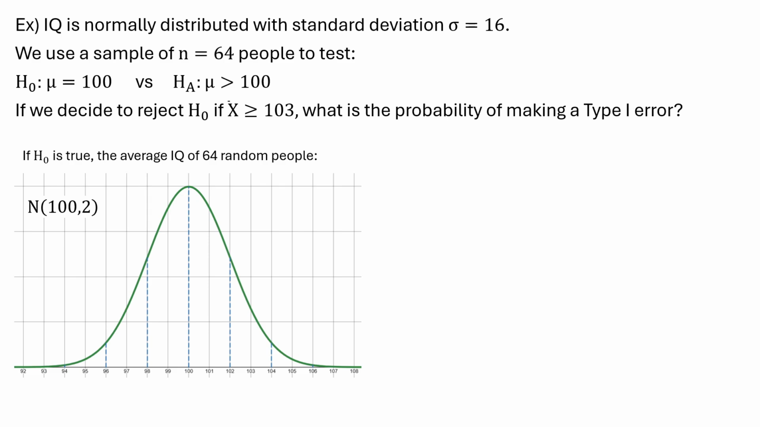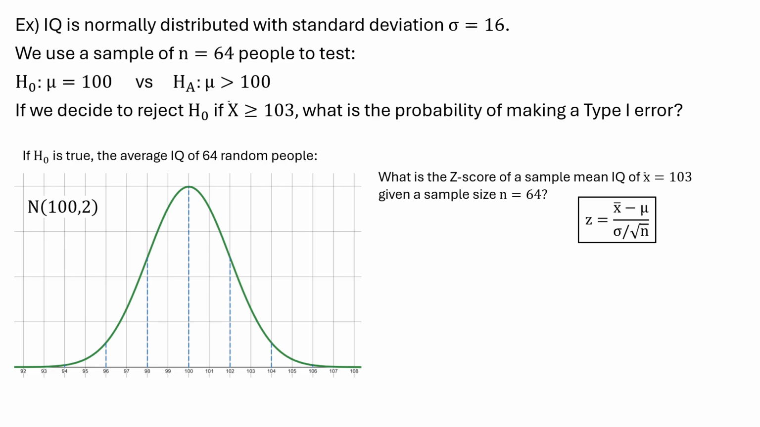The first thing we'll need to do to solve this problem is to find what z-score would be a sample mean of 103. So given the sample size is 64, we'll use this z-score formula, x bar minus mu all over the standard error. And so that's 103 minus 100 all over 16, which is sigma, over the square root of the sample size 64, which in the calculator becomes 3 over 2 or 1.5.